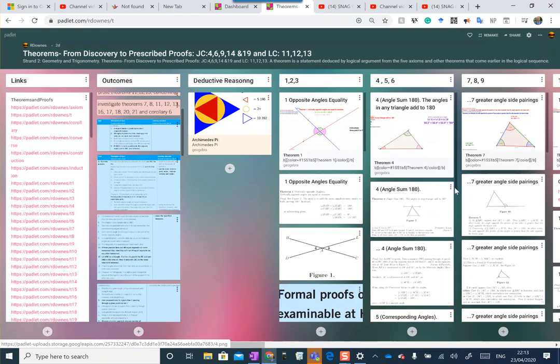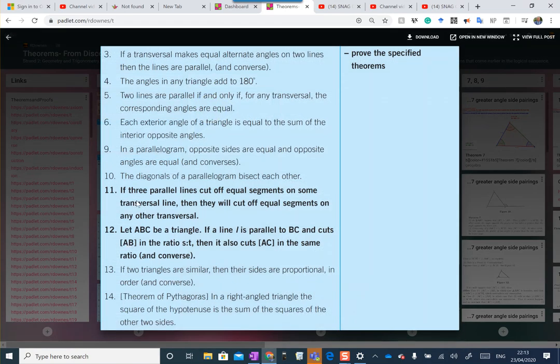We can find it in here, and we can explore these what are called dynamic applets. But we can also just key in the number 11. So you see this one here? If three parallel lines cut off equal segments on some transversal, they will cut off equal segments on any other transversal. So I think that's the theorem we're looking for.